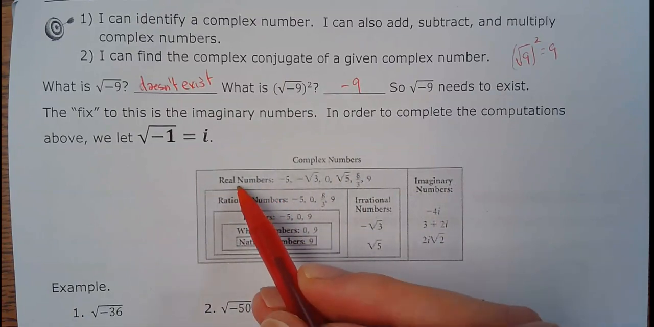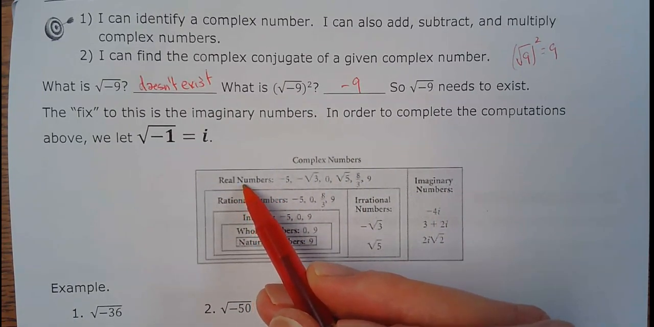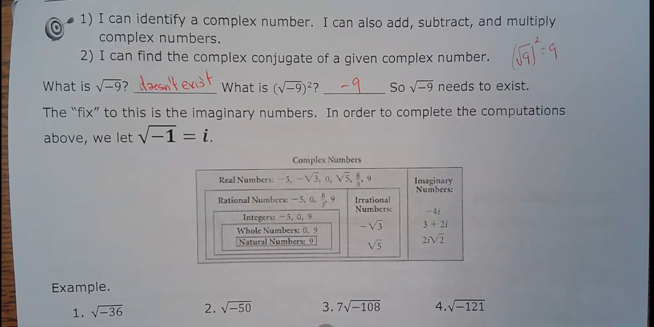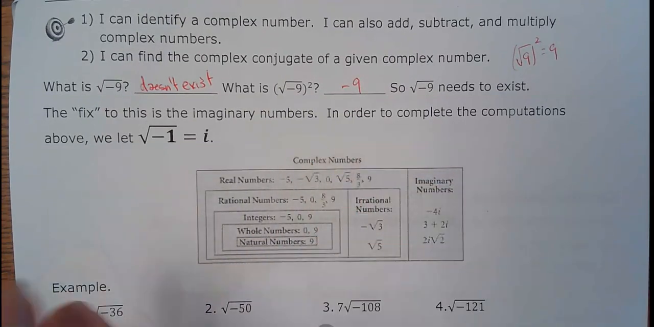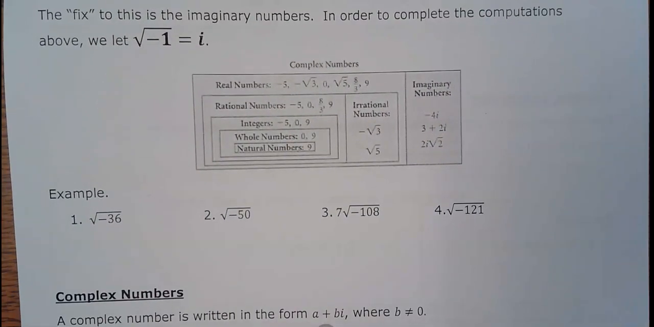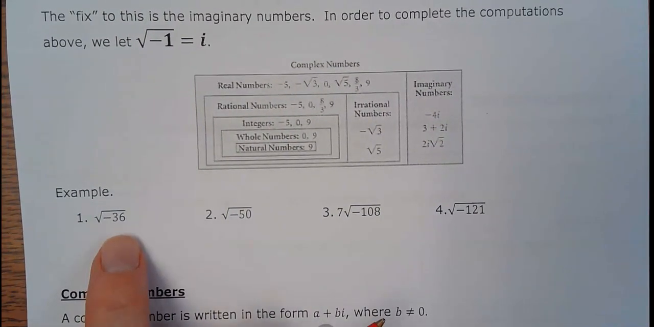So, we used to think real numbers is anything you can think of. Well, real numbers are anything that exists. Now we got imaginary numbers, and put them together, you got the complex numbers, which is everything. Okay, so some examples here.